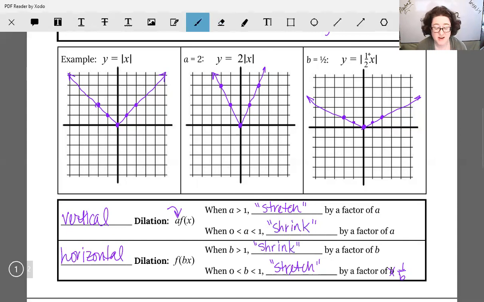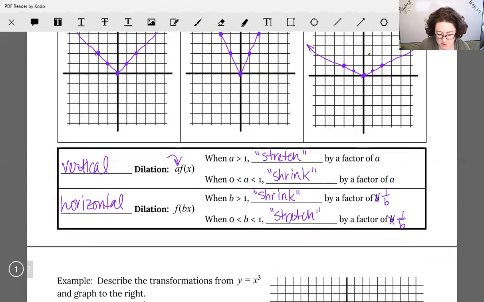And it's not really a factor of b, it's really 1/b. So if we had a 2 inside the grouping, so like inside the absolute value bars, it would look like we shrink it to half the size. Okay, so let's put these ideas together and look at a few different transformations in the same graph.